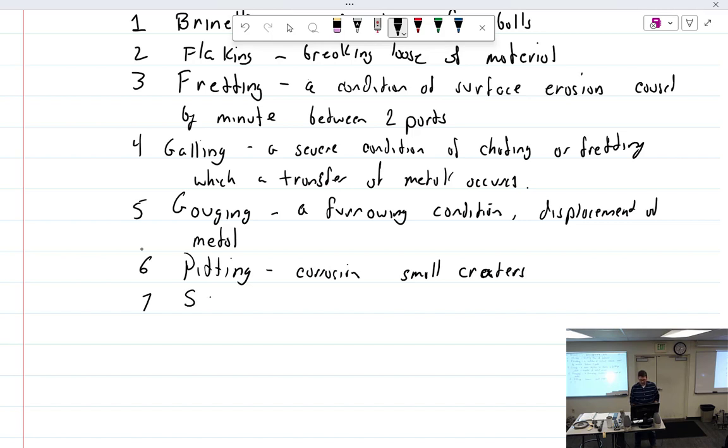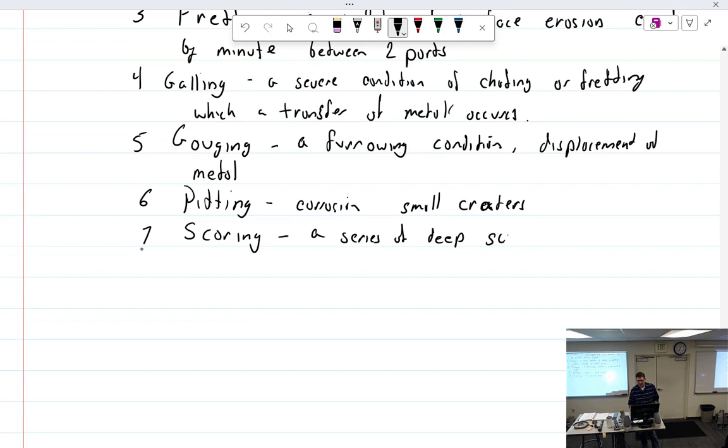And you'll love this one. Last one. Scoring. Again, people. Hey, I scored last night. You went to a soccer game, yeah. A series of deep scratches caused by foreign particles. It's like gouging. It is, but it's scoring. So a series of deep scratches caused by foreign particles.